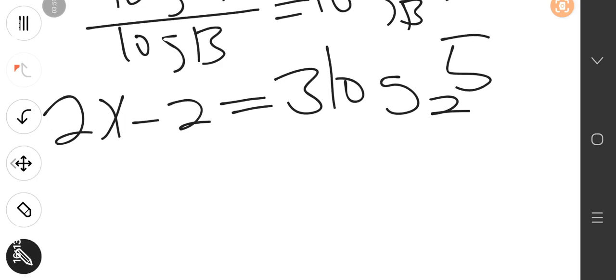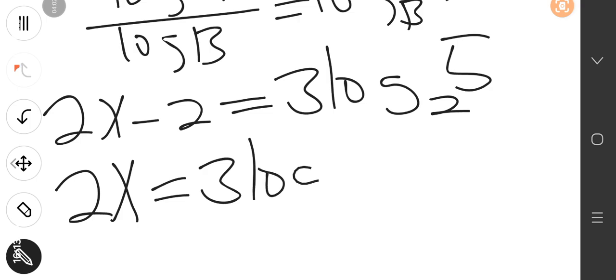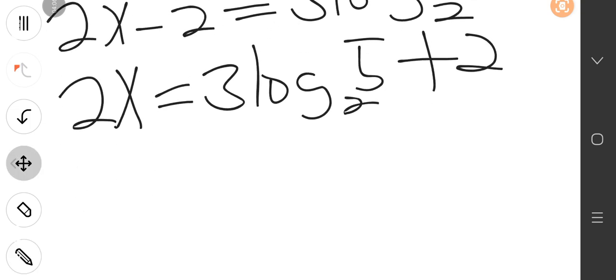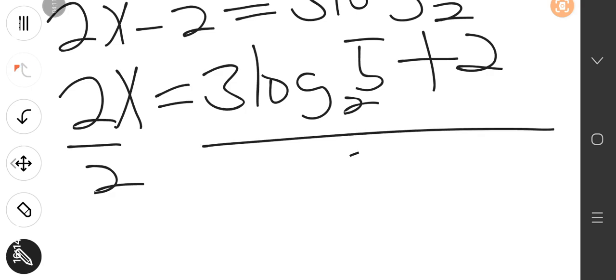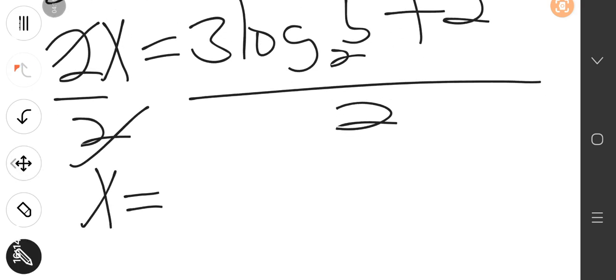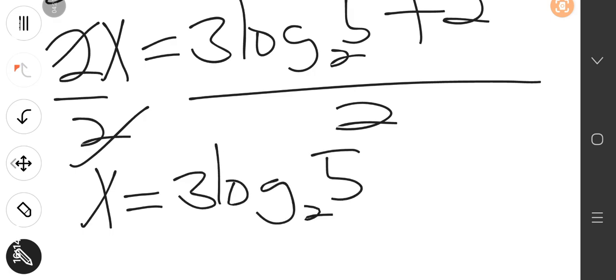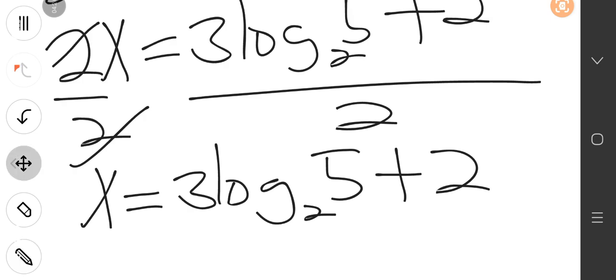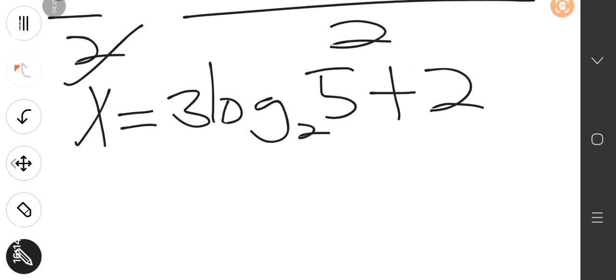Now let's transpose 2. So we're going to have 2x, we are transposing minus 2, so 2x equals 3 log 5 base 2 plus 2. Now let's make x the subject of the equation. So we divide here by 2 and then here by 2. So x equals 3 log 5 base 2 plus 2, all over 2.